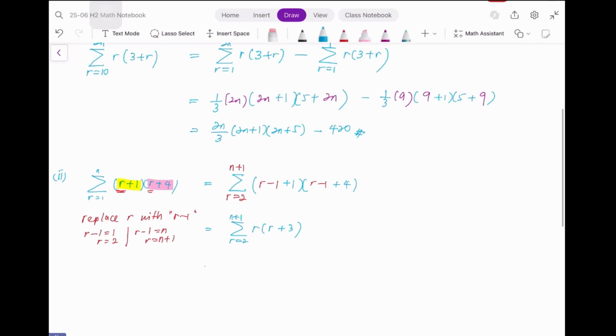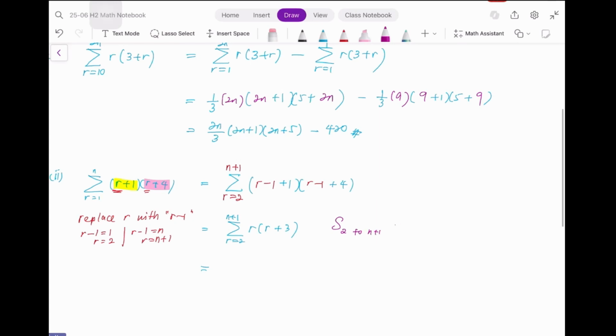Okay, so now the thing is, this one over here, right? If you notice, this is from r equals 2 to n plus 1, correct? So this will be equal to the sum to n plus 1 minus the first term, technically speaking. So what do we need to do? We will just need to express it like this first. From r equals 1 to n plus 1 of r plus 3, minus the first term. The first term over here is 1 and 1 plus 3.